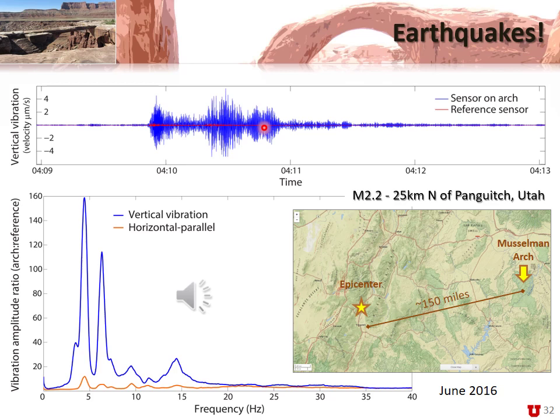And if I look at that as a ratio with respect to frequency, what I see is that at the resonant frequency of 4 hertz, which is an up and down bending, vertical bending of the arch, the ground motion on the arch was actually 160 times stronger than just off to the side of the arch on bedrock. That means for any kind of induced or any shaking event like this earthquake, the arch actually responds by shaking more than 100 times stronger than surrounding bedrock. And we think that this has important implications for how the arch might experience damage during these kinds of events if it shakes 100 times harder than nearby bedrock.